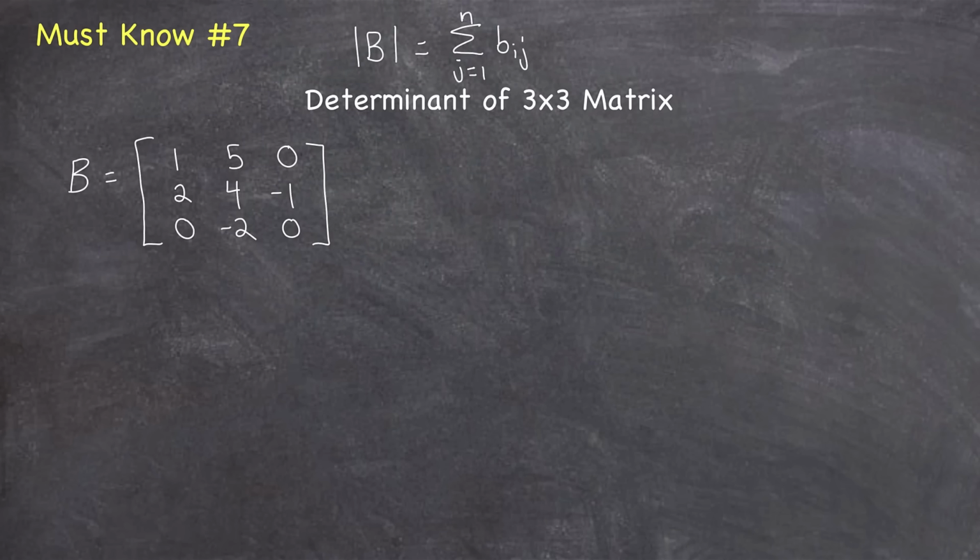Must know number 10, Cramer's rule. Cramer's rule is a method for solving a system of linear equations where the matrix must be square and it has to have a non-zero determinant. For it to have a non-zero determinant, that means there is a unique solution to the system of equations. So Cramer's rule only works to find us the unique solution of a system.